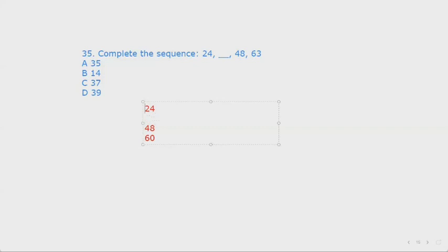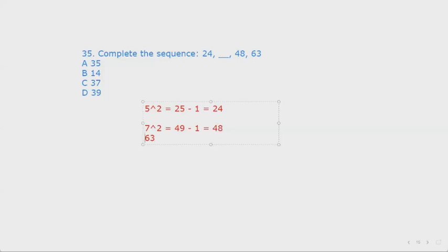So one thing that I can observe is that 25 has a square near it, 48 has a square near it, and 63 has a square near it. So near 24 the square is 5 squared, that is 25 minus 1 is 24. Then 48 is 7 squared, which is 49 minus 1 is 48.